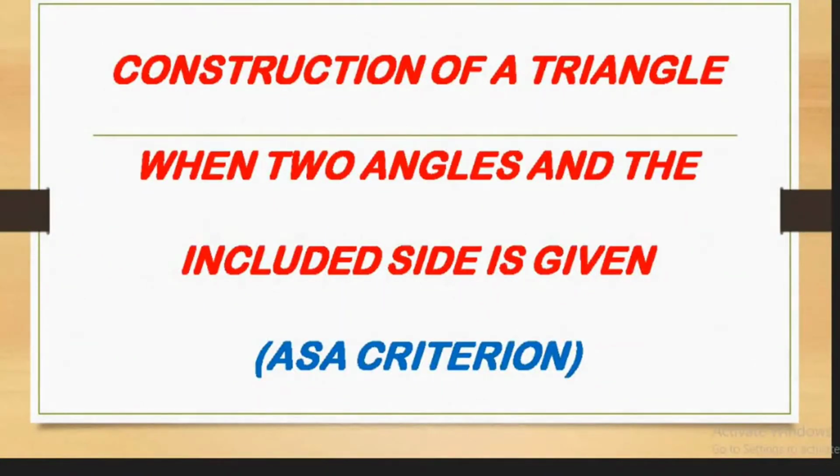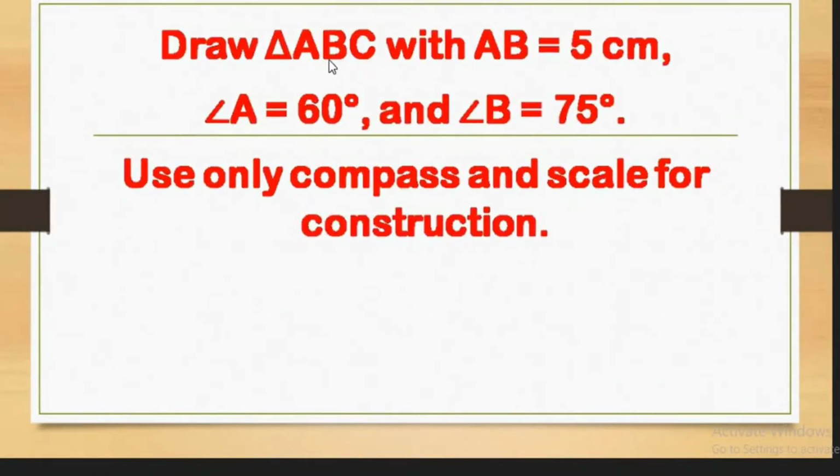Hello dear students, now we are going to learn the construction of a triangle when two angles and the included side is given using ASA criterion. We have already learned how to construct a triangle using SSS criterion and SAS criterion. Let us see an example for ASA criterion.